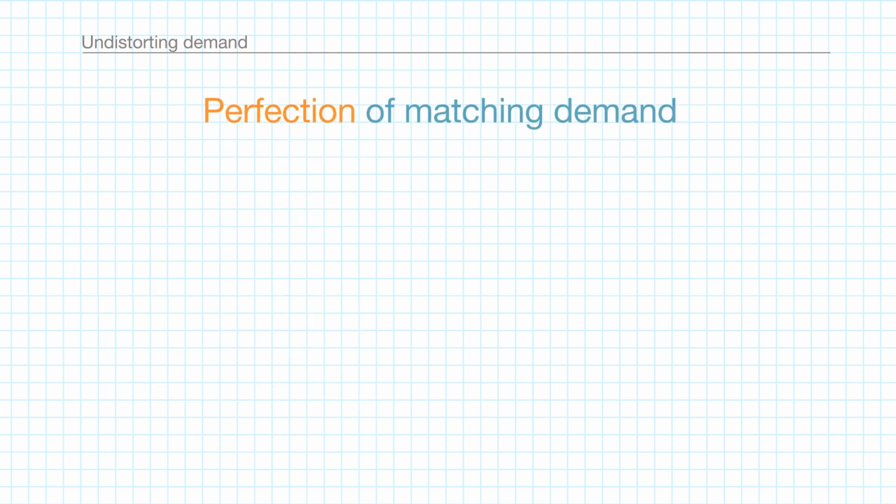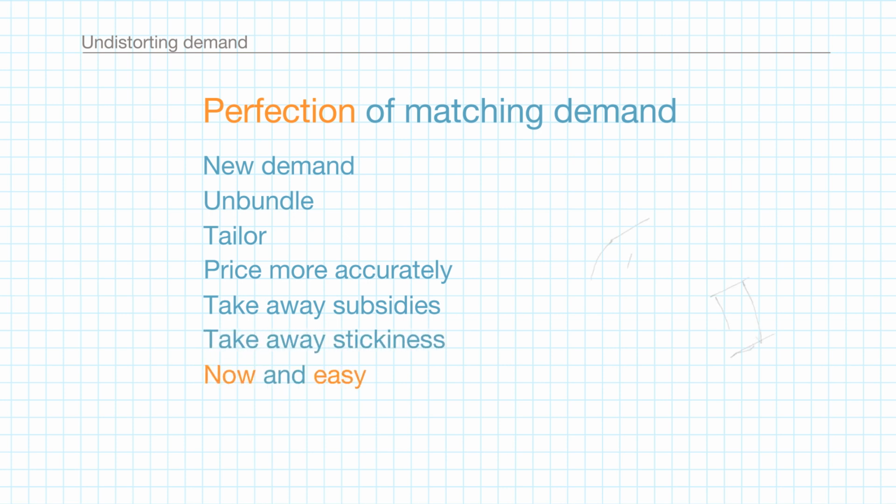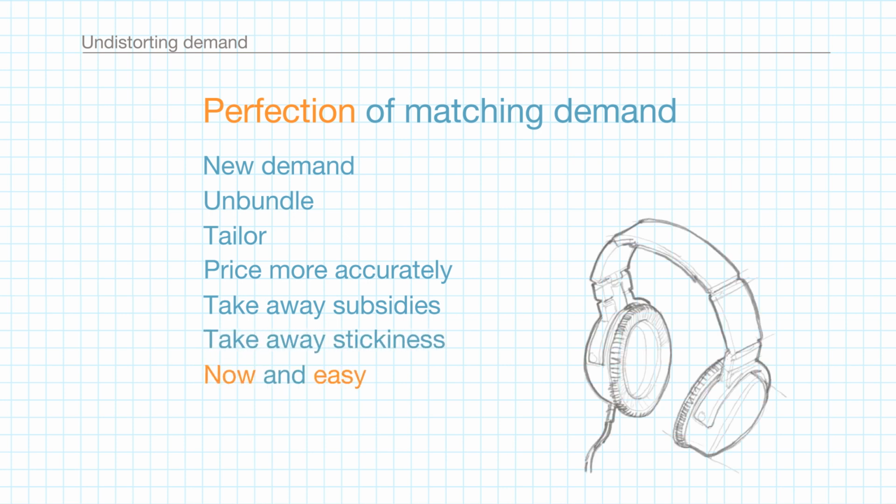There are all sorts of ways you can address unmet or imperfect demand. You can discover new demand. You can unbundle it. You can tailor it. You can price much more accurately to value and use. You can take away subsidies. You can take away stickiness and you can make it now and easy. Just think, now I can play a song from my Spotify account without having to go to a record store and buy the entire album.